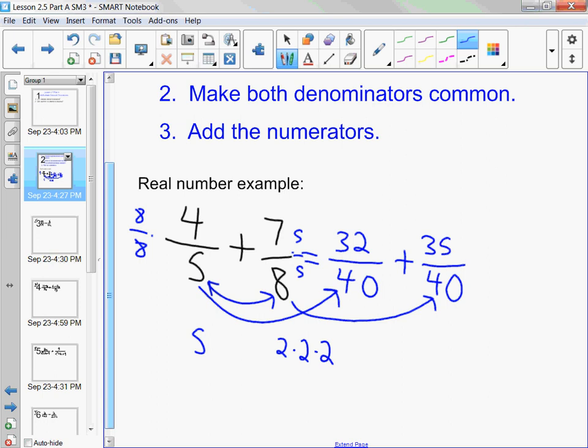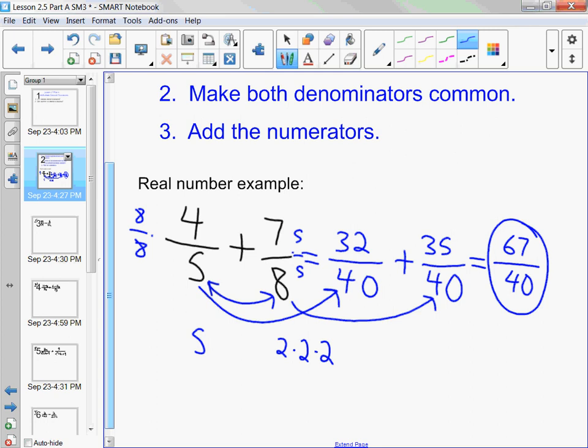So that's the first thing, determine the common denominator, then make both denominators common, which we just did. And the third thing is just add the numerators. 32 plus 35 makes 67 over 40. And that right there is our answer, because that does not simplify. You could write it as a mixed number, 1 and 27/40, but we're going to leave it like that.